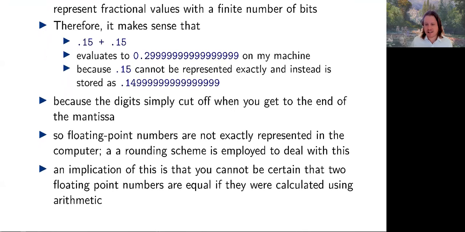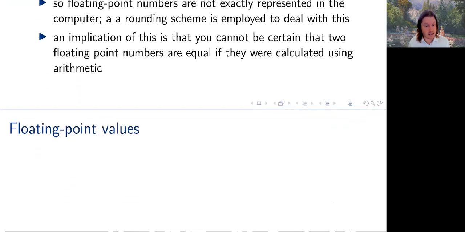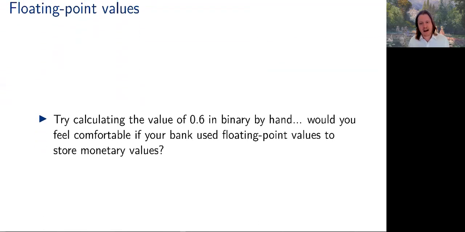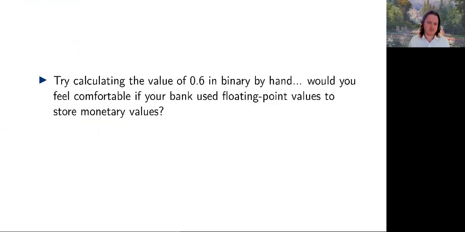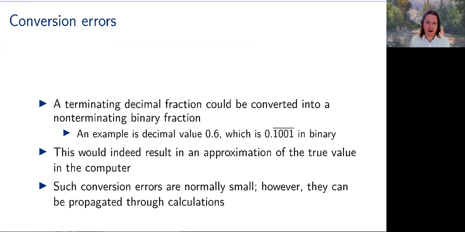An implication of this is that you cannot be certain that 2 floating point numbers are equal if they were calculated using arithmetic. Why? Because these imprecisions compound over time. The more arithmetic you do, the more room for error to be introduced. One thing I'd typically ask at this point is to have students calculate the value of decimal 0.6 in binary by hand. And then I ask them, would you feel comfortable if your bank used floating point values to store monetary values? Well, I'll spare you the calculation.